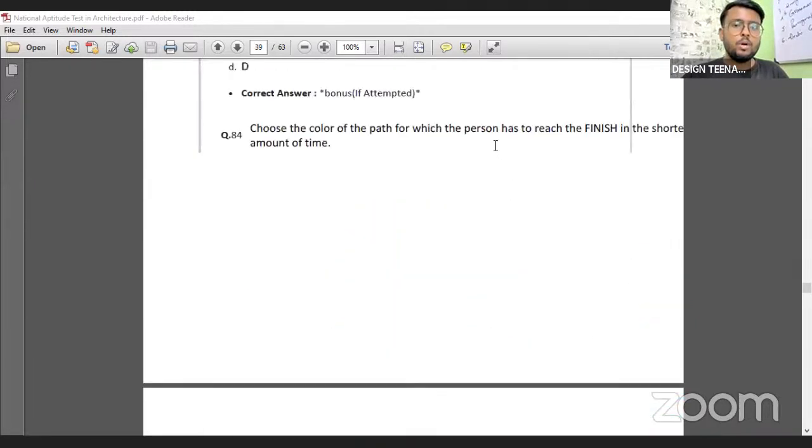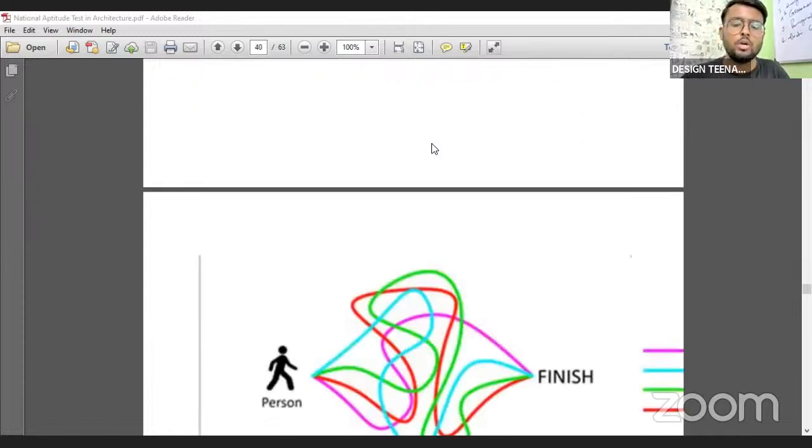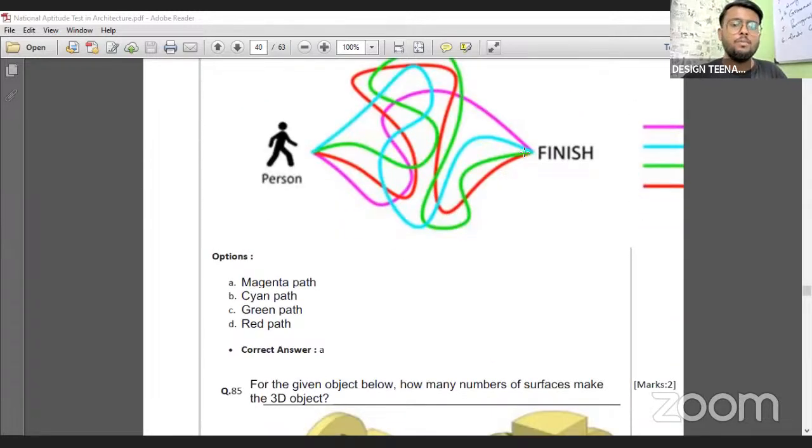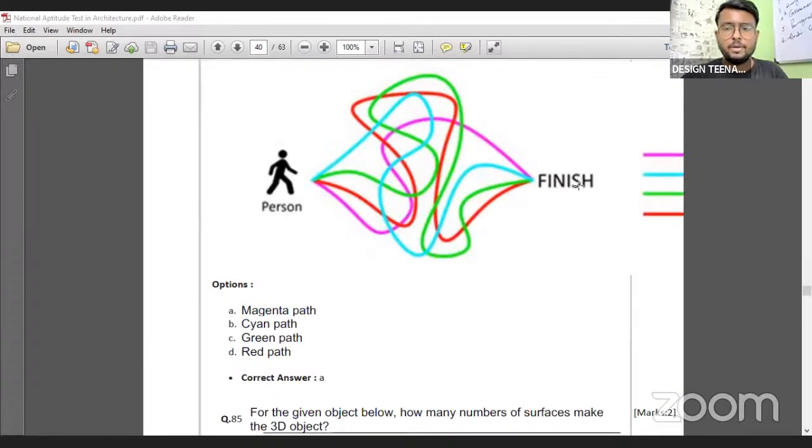Okay, what is this? Choose the color of the path for which the person has to reach the finish in the shortest amount of time. Okay, the path which will make the person reach this zone in the lowest amount of time. Which path do you think it is? Pink color. Imagine. Elimination process. This green one is very much jumbled, not possible. Red one, again, see the way it's moving. Not possible. Green and red are gone.